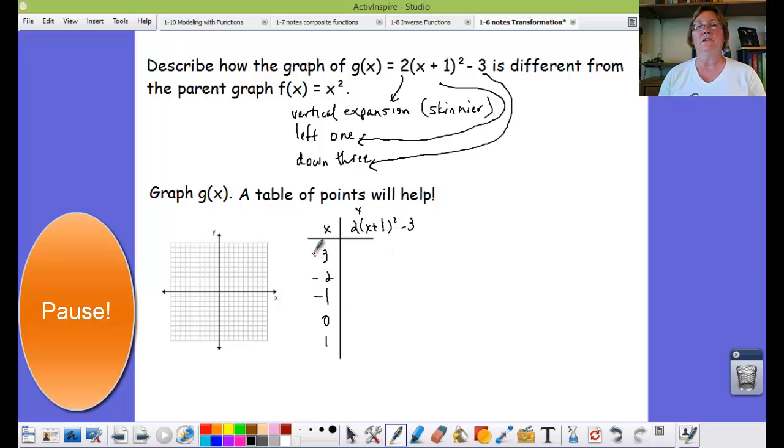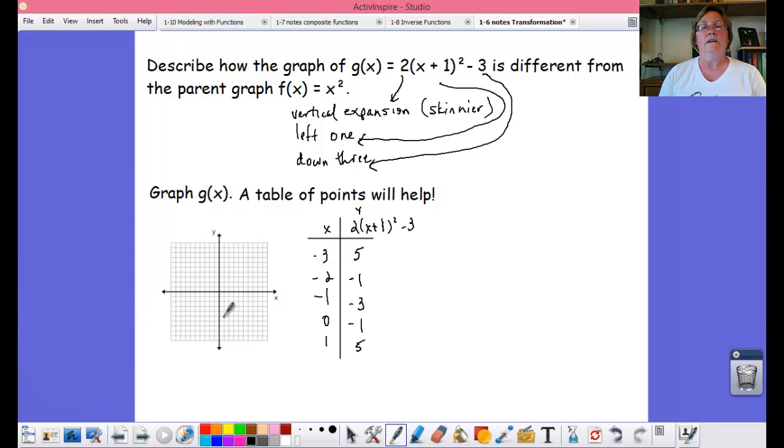Will you stop the video for a moment and do the arithmetic to find the y values here? Here are my values. Again, all I did was substitute x in and just grind out what the y will be. Now to graph that parabola, we just want to plot those points. Back 3, up 5. Back 2, down 1. At -1, so back 1, we're down 3.